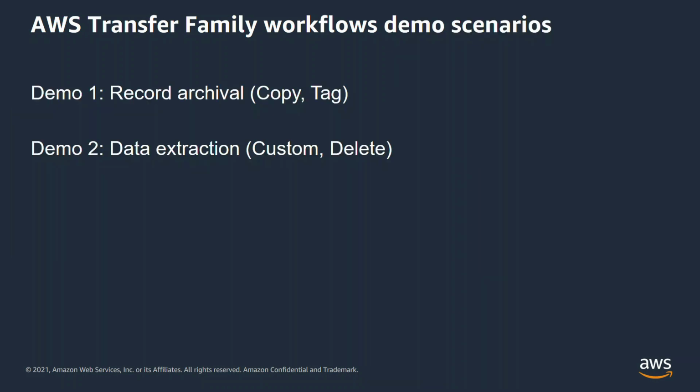In this video, I'll show you how to set up two Transfer Family Managed Workflows and then show them in action. The first demo uses the copy and tag workflow steps for a record archival scenario, followed by a demo where we have an AWS Lambda function which extracts and loads data out of a CSV and then deletes the file. I plan to go step by step and will show the processing through CloudWatch logs along the way.